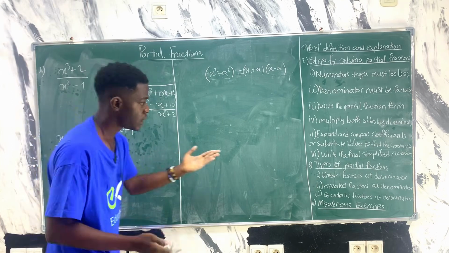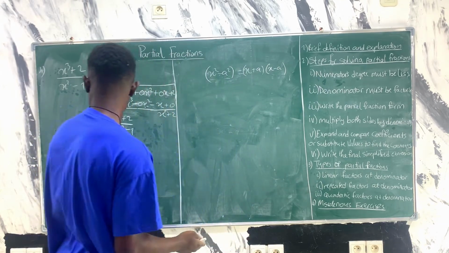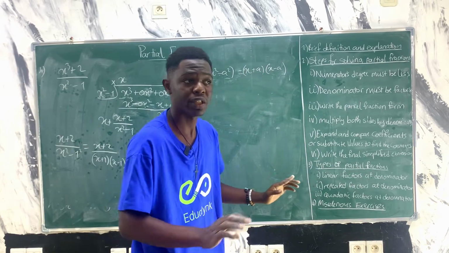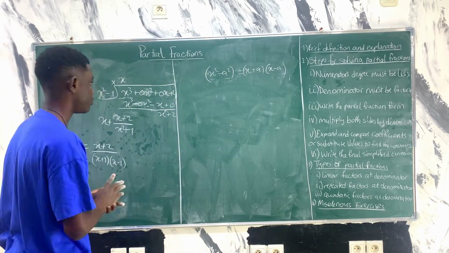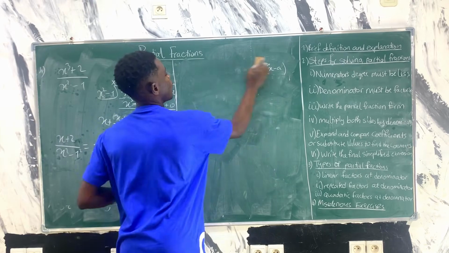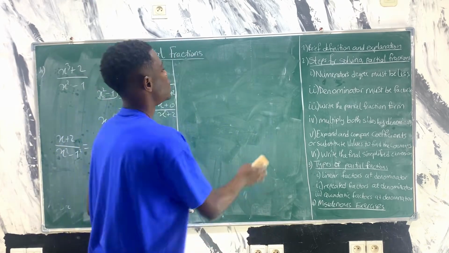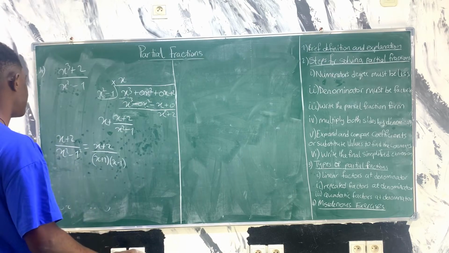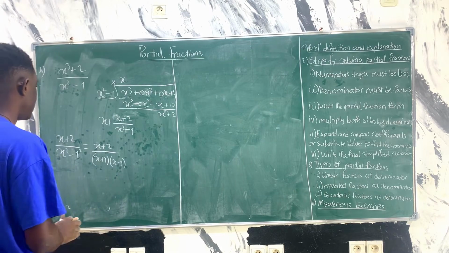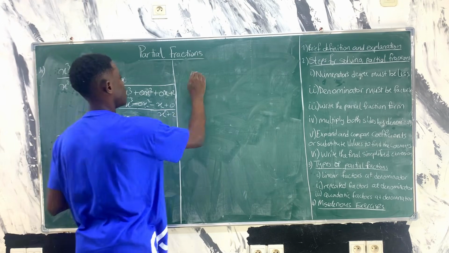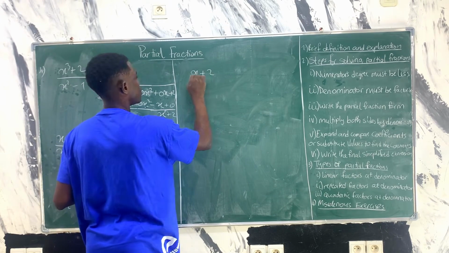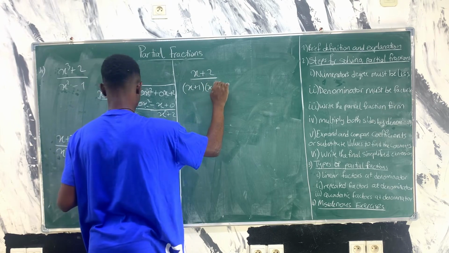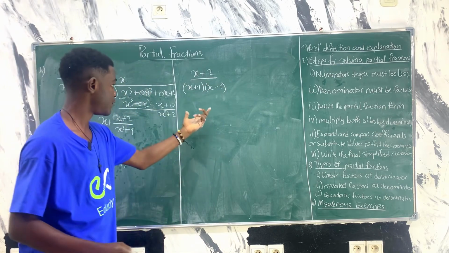So here we can see that it becomes very easy. When you put it in a recognizable form like this, you solve it easily. You are very happy to solve it. So to solve this, let me put it here. I have x plus 2 on x plus 1 into x minus 1.